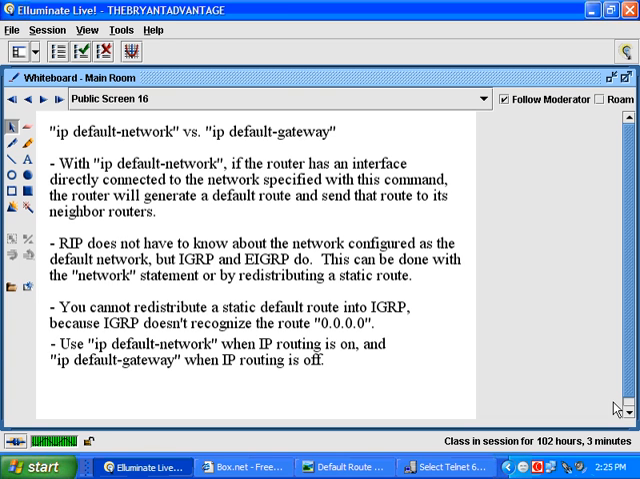There are two ways we can do that: by using the network statement or by redistributing a static route. That's good stuff to know. One other thing to keep in mind about EIGRP, and you may never actually configure EIGRP in your life, this is probably the only piece of information you need to know about EIGRP for this particular exam. EIGRP does not recognize a route to 0.0.0.0. So you cannot redistribute a static default route into EIGRP. So for EIGRP, if you're trying to use IP default network, I would use the network statement.